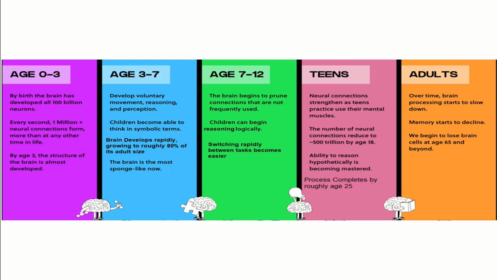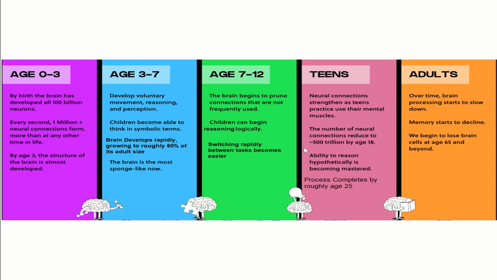And then we also see an adaptation in the level of reasoning. We can reason hypothetically, we can extrapolate out as we get through our teen years. And usually this process is completed by roughly age 25, although everyone is different. That is a wide spectrum. This may not be completed until 28, 29, depending on the individual.